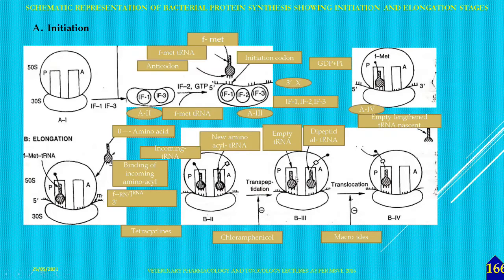Both of these in the different A and P sites are going to undergo translocation, and the macrolides are the ones which bind to this site. The transpeptidation process is inhibited by chloramphenicol. Tetracyclines are going to inhibit the binding of the tRNA to the 30S subunit, and that is also inhibited.